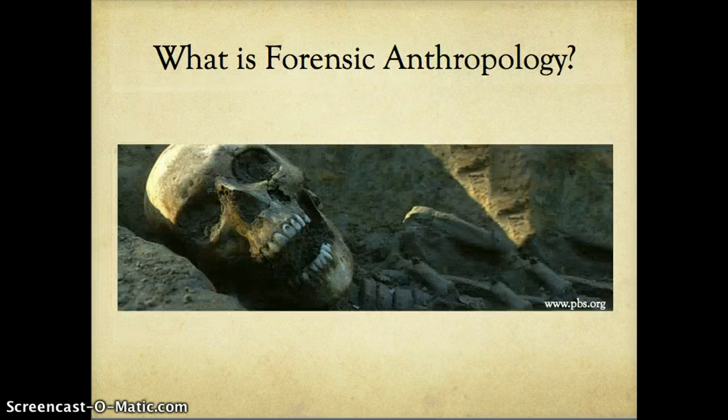According to the American Board, forensic anthropology is the application of the science of physical or biological anthropology to the legal process. The analysis of unidentified skeletal human remains is important in both legal and humanitarian contexts.